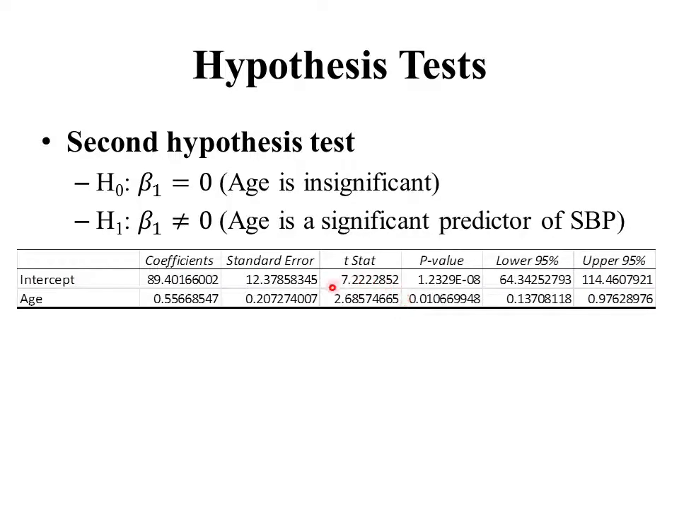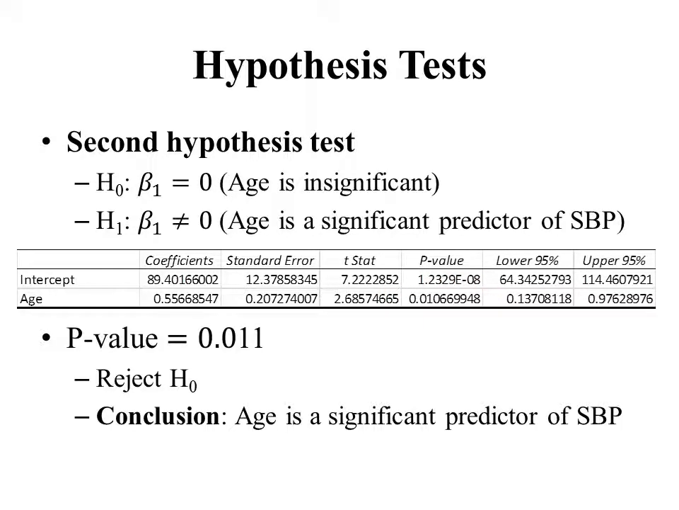Here's the test statistic for that hypothesis test. Here's the p-value, and so interpret that p-value just like every other p-value. In this case, the p-value is small, meaning less than 0.05, and so we would reject the null hypothesis in favor of the alternative. And so we would conclude that age is a significant predictor of systolic blood pressure. So this further confirms our suspicion that age is related to systolic blood pressure. This just confirms it in the form of a hypothesis test.